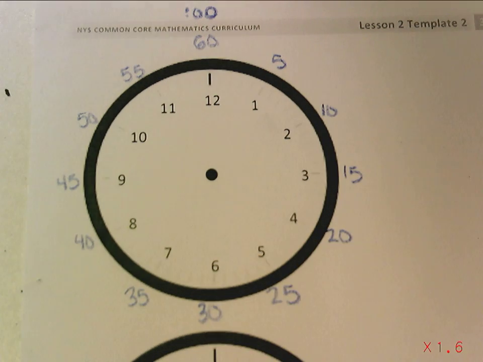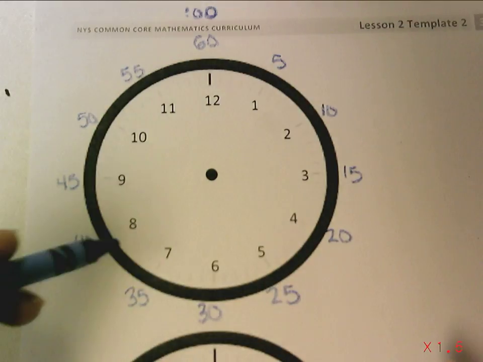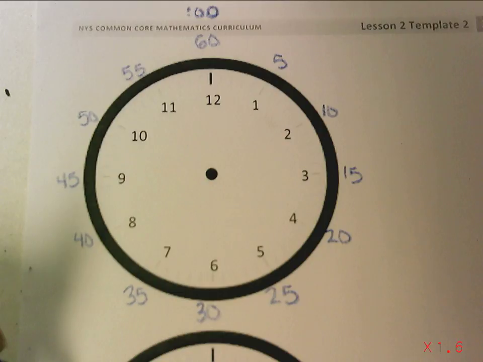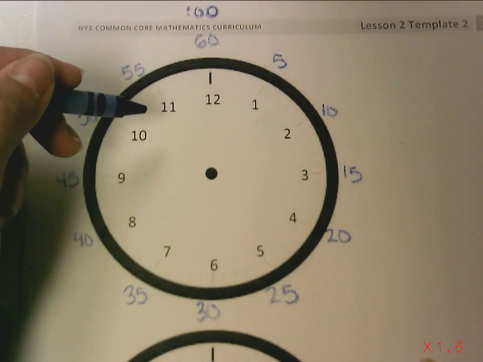So on our clock template, we're going to plot some times. On this clock template right here, we are going to plot the time that says when we go to lunch today. And it's an early day on Wednesday, so we are going to lunch at 12:05.